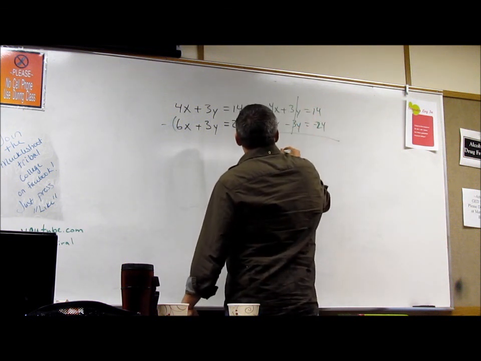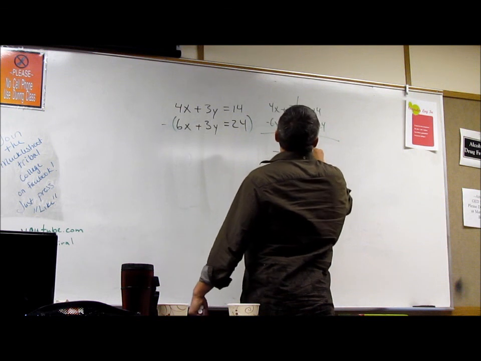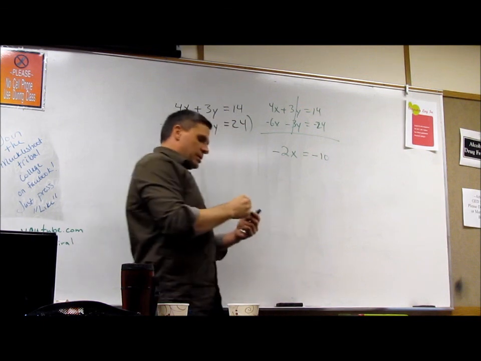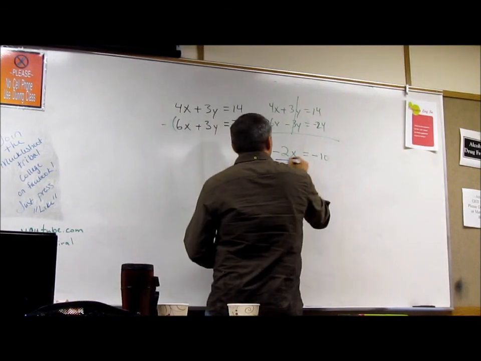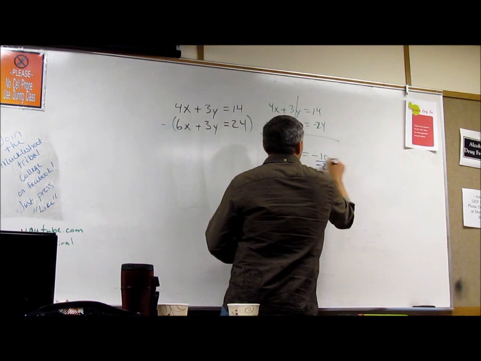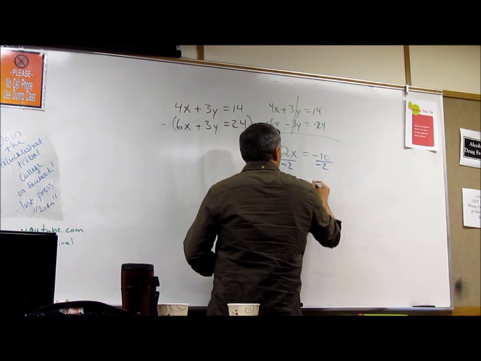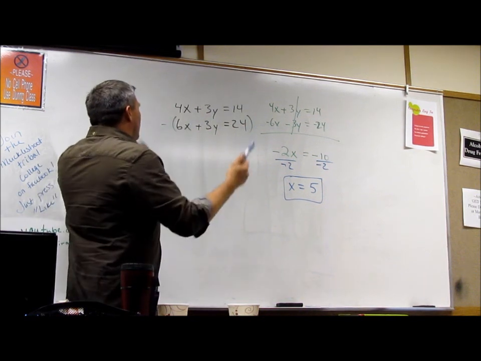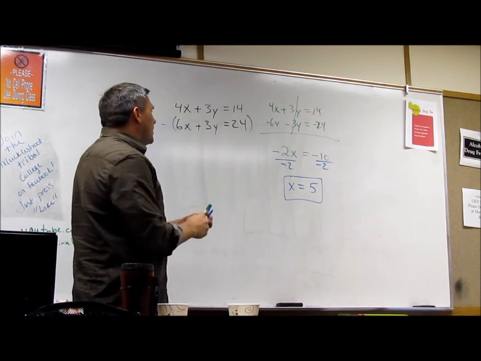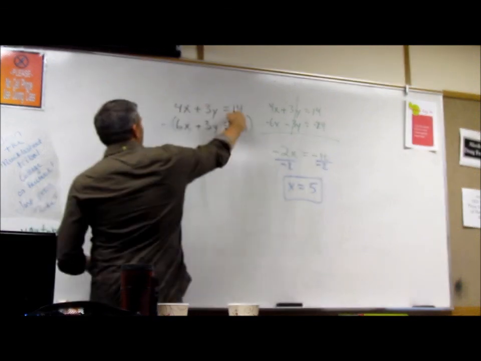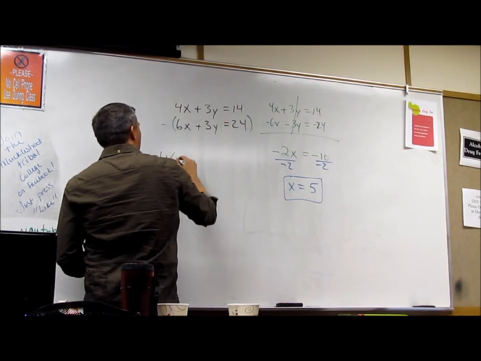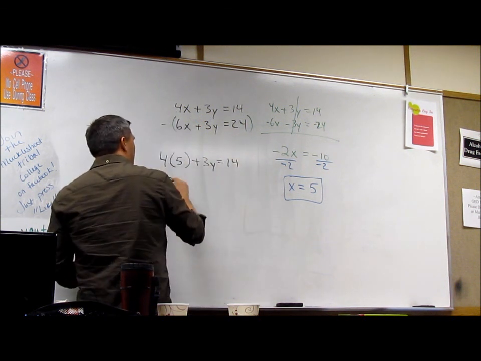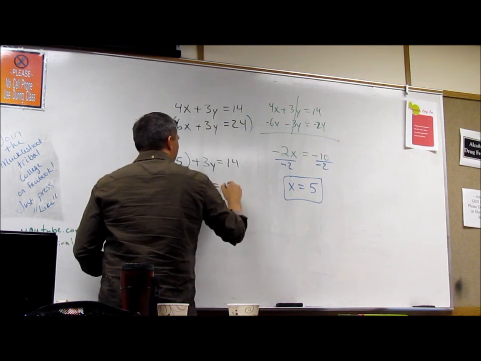I've got negative 2x equals negative 10. Divide by negative 2, and I get x equals 5. Okay? Which y is easiest? They both are. So I'm going to grab the one that has the lowest number. So 4 times 5 plus 3y equals 14. So 20 plus 3y equals 14.